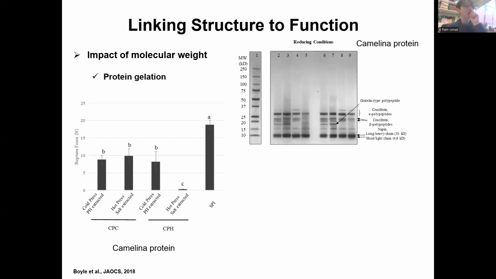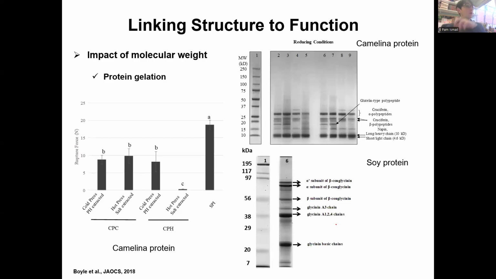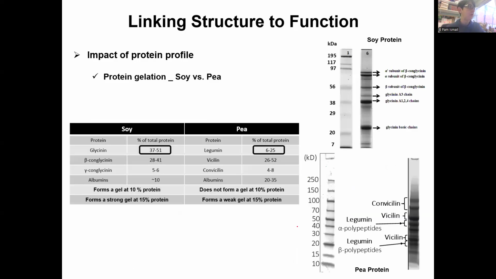Looking at the molecular weight of camelina protein compared to soy protein, the functional subunits of camelina are of lower molecular weight than the functional subunits of soy protein. So having this higher molecular weight is one of the positive characteristics that make soy protein interact better and form a gel. But it's not the only factor, obviously. There are other factors, but this is one example of molecular weight impact.